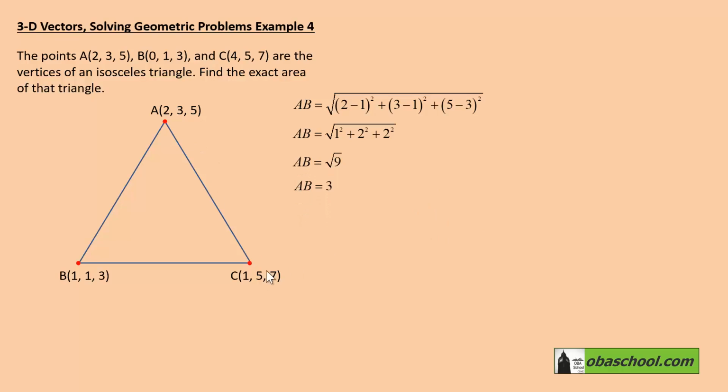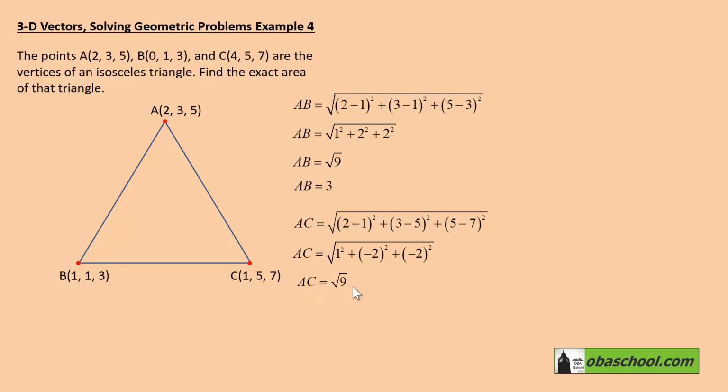So I'm going to try AC next. That's going to be 2 take away 1 squared, 3 take away 5 squared, 5 take away 7 squared, which is the square root of 1 squared plus negative 2 squared plus negative 2 squared, which of course is root 9, and that's 3. So we know that these two sides are the same length.